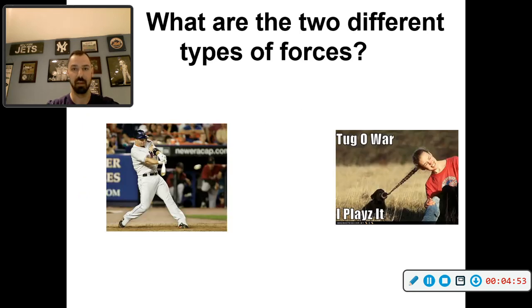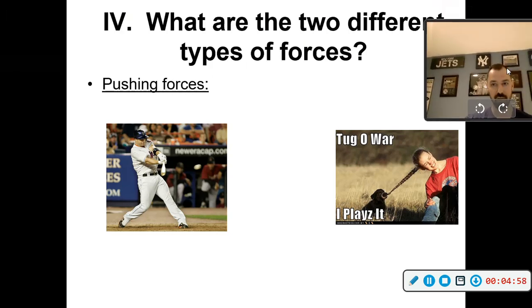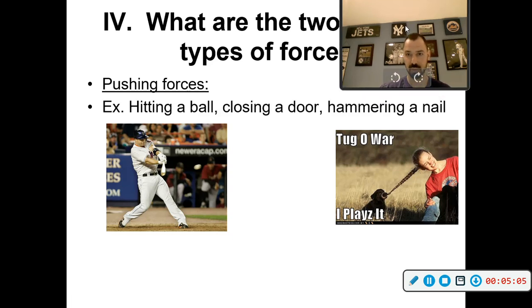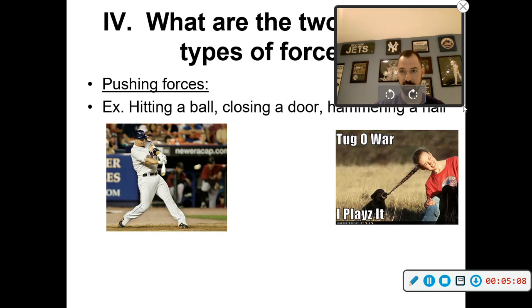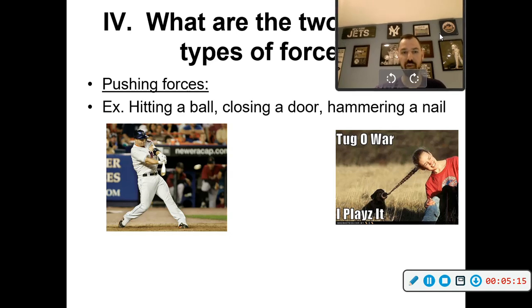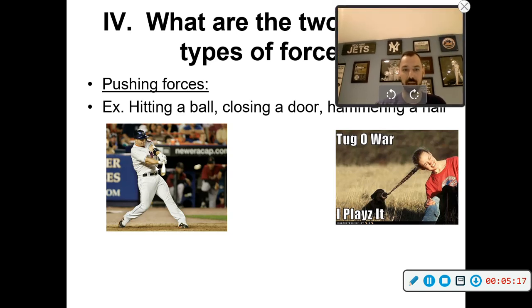All right, so what are the 2 different types of forces? Obviously we have pushing forces, which can include the following things. It can be as simple as hitting a ball, closing a door, hammering a nail. They're all pushing away from your body. Again, baseball: when you hit the ball, you're pushing the ball away from you, and then it goes in the opposite direction.